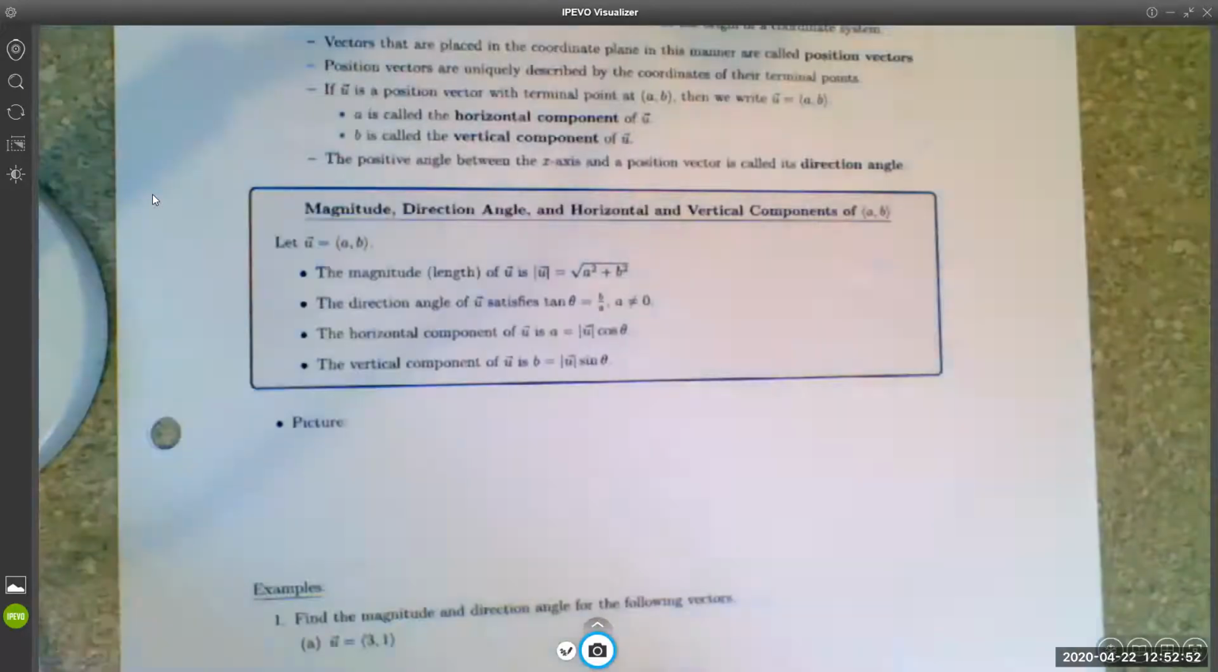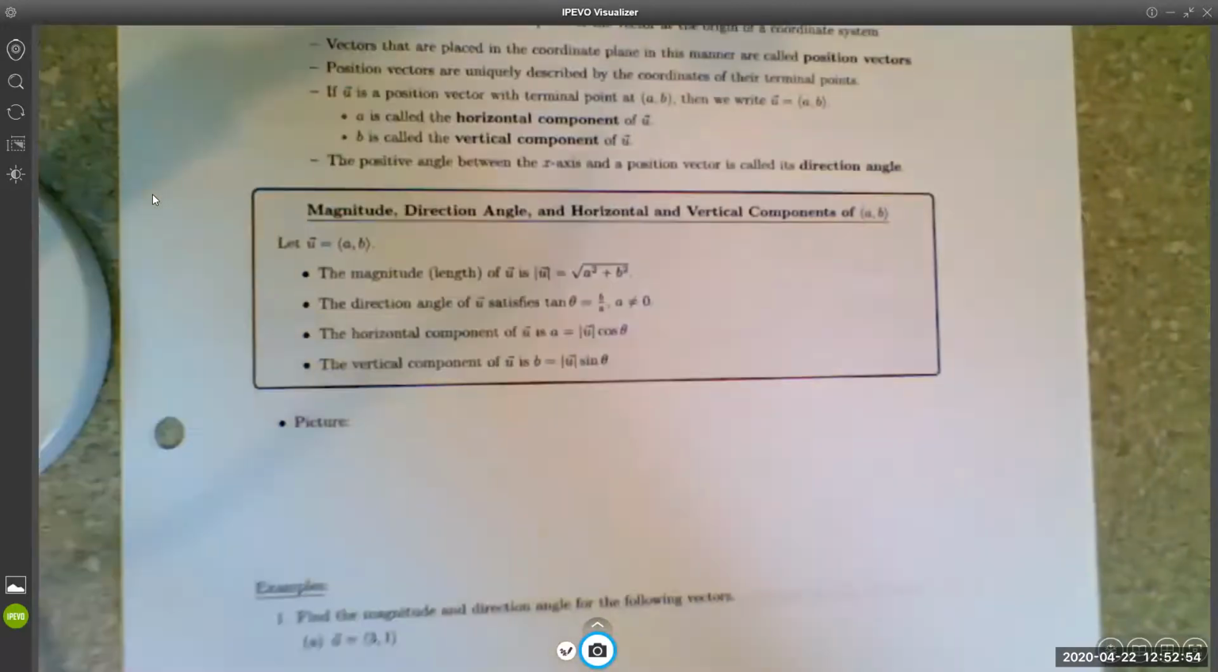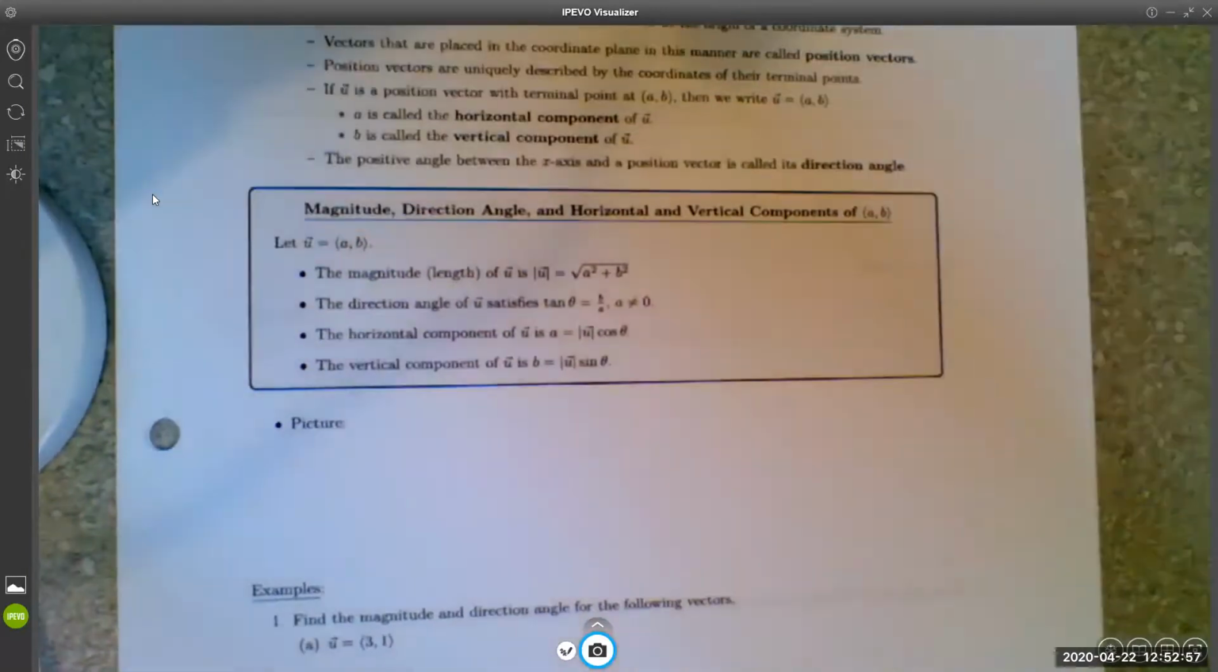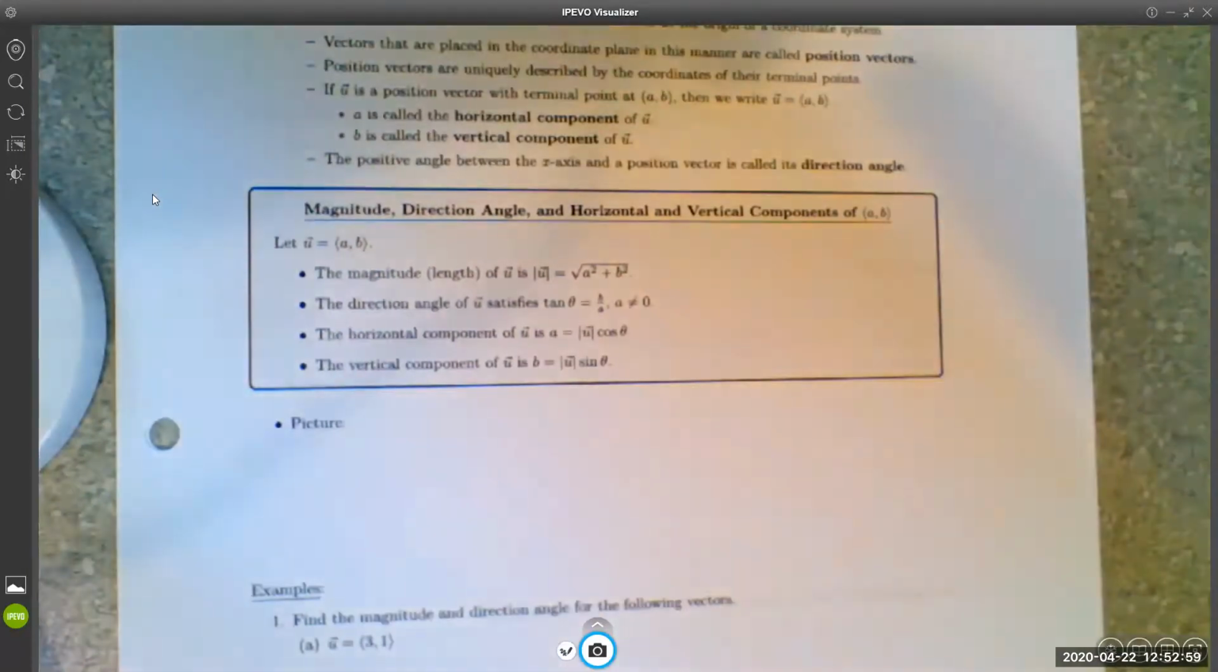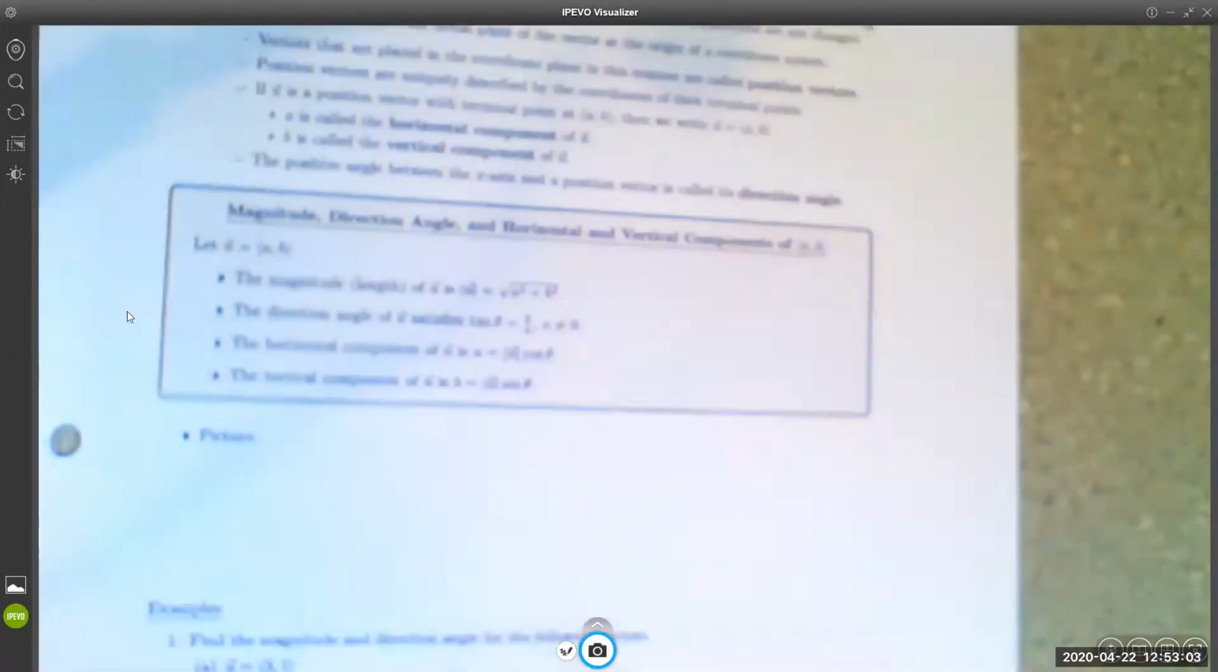I'm not going to prove each one of these things. It should be fairly clear. Oh, that's what that setting does. It just automatically zooms now all the time. I'm going to turn that back off.